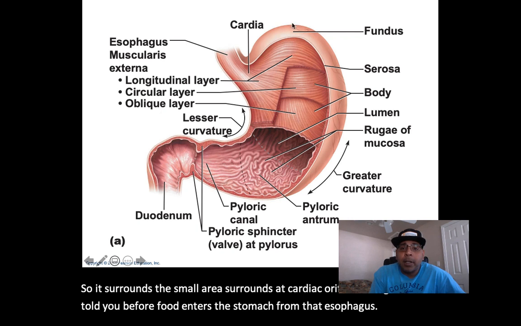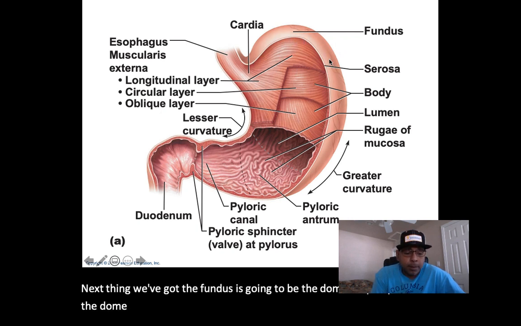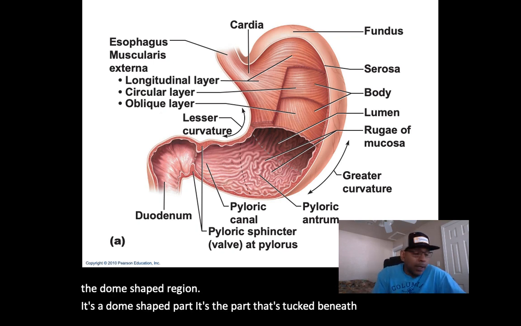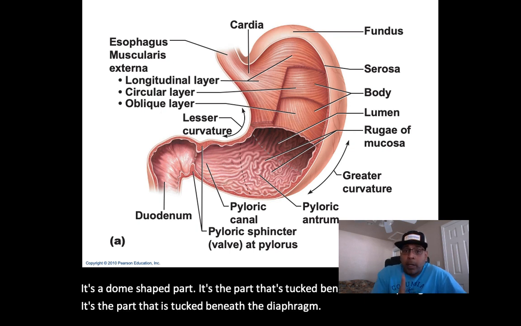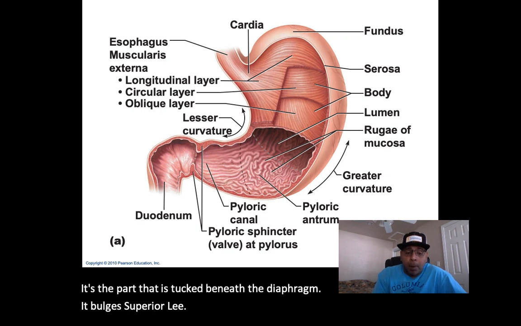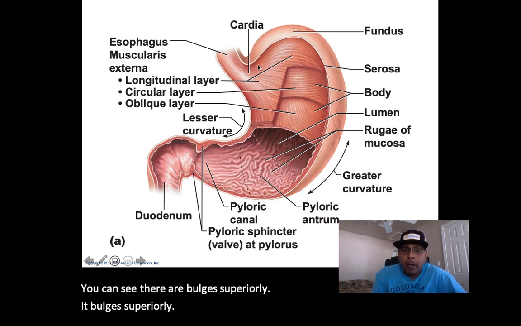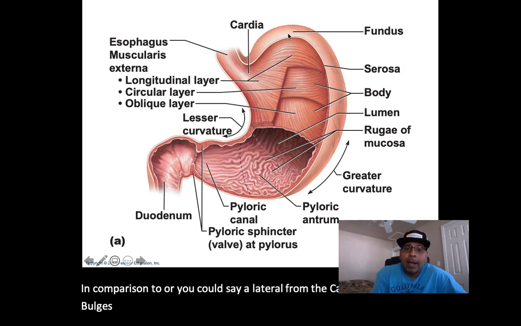Next, we've got the fundus. The fundus is the dome-shaped part. It's the part that is tucked beneath the diaphragm. It bulges superiorly. You can see there, it bulges superiorly, just lateral to the cardia.